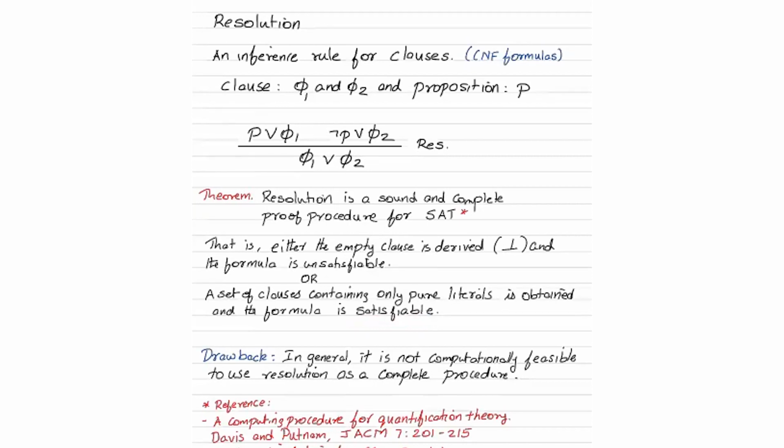Of course, the drawback is that in general it's not computationally feasible to use resolution as a complete procedure, though it is sound and complete. The reason I wanted to mention this is that satisfiability, at least the way we looked at it earlier, was a semantic notion. But now there is this one rule by which you can solve the satisfiability problem syntactically. It's just simple manipulation. You're not using any semantics, and it gives you an answer to the satisfiability problem.